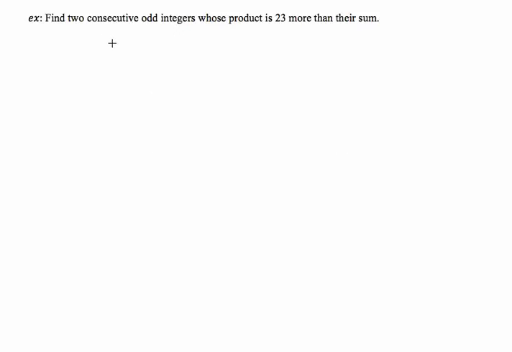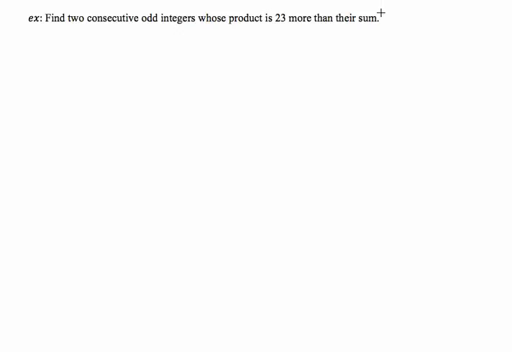So 2 consecutive meaning in order. So 2 consecutive integers would be 3 and 4 or 10 and 11. But 2 consecutive odd integers would be like 9 and 11 or 13 and 15. Okay, so they're next to each other, but they're both odd. Whose product is 23 more than their sum.